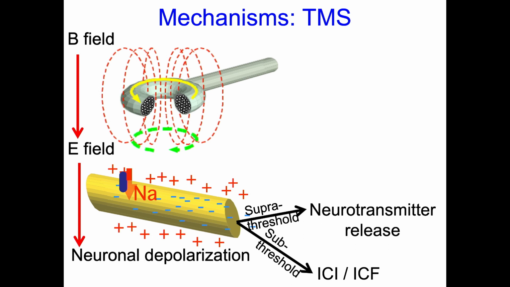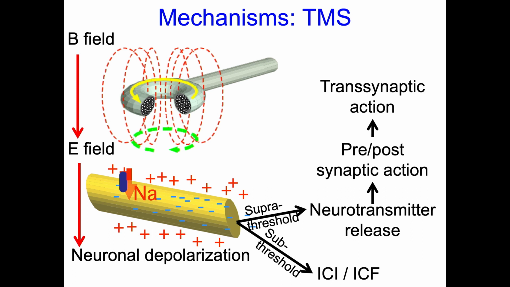It sets the neurons off, and that of course leads to neurotransmitter release in the synapses of the cell, and that further leads to synaptic action there, and then sets off the neurons that it's connected to, and so on in the brain, leading to changes in behavior.